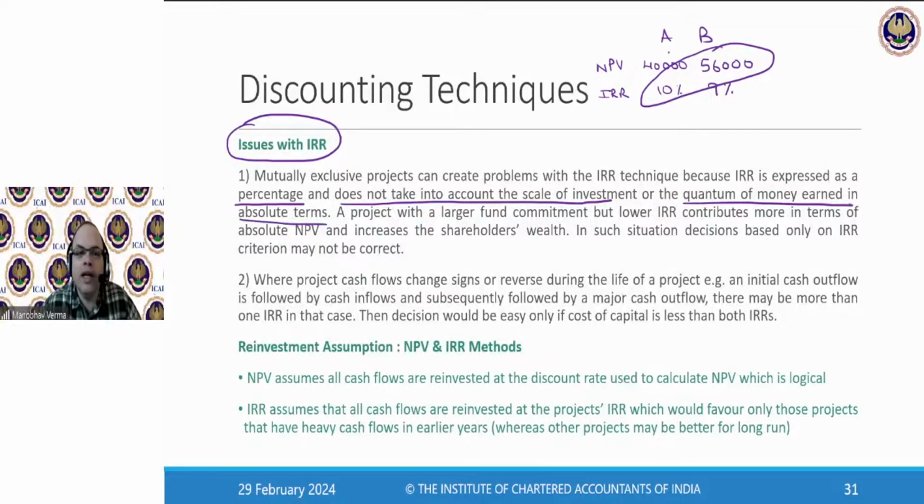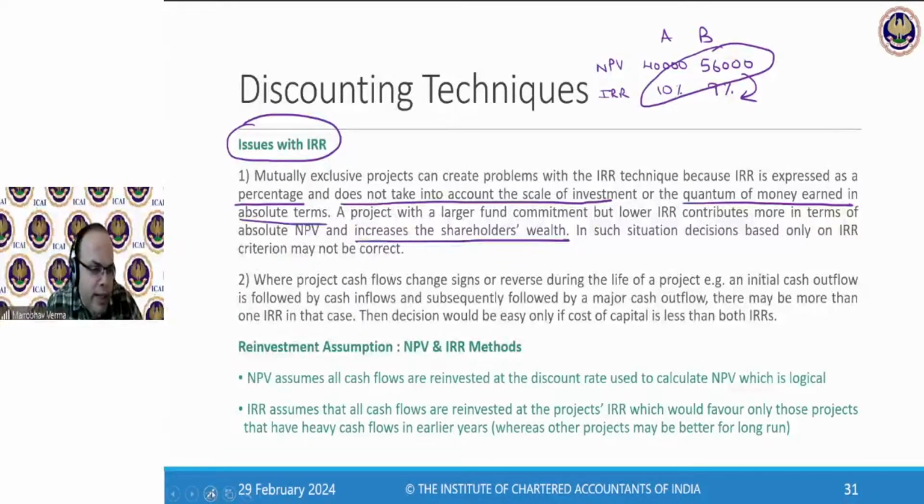the quantum of money earned in absolute terms. So there could be a scenario where a project with a larger firm commitment but lower IRR could contribute more in terms of absolute NPV. Even if it is a lower IRR here, 9%, you're getting more return, and hence your shareholders' wealth will be increased. So although IRR and NPV are conflicting, the NPV method may always have a slight edge over all the other methods. When the projects have a similar capital outlay, then profitability index could be even better, right?